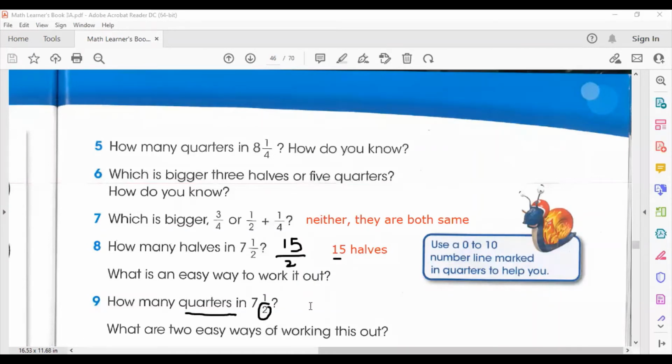This is the first method. 7 1 by 2 equals 15 by 2. So 15 multiplied by 2 equals 30. So there are 30 quarters. This is the first method.